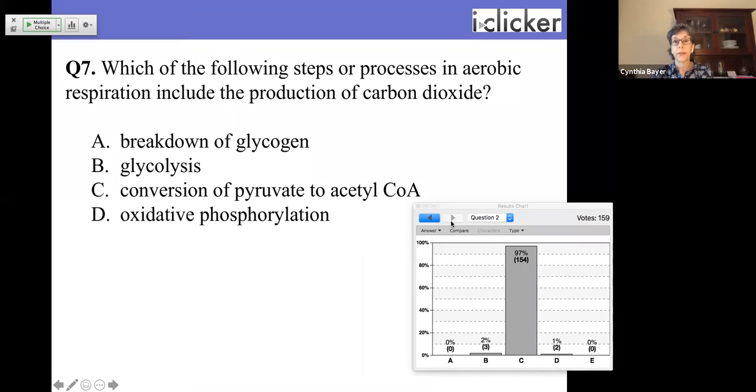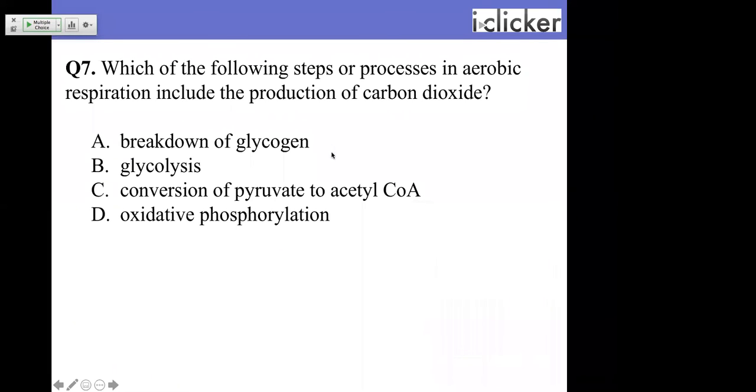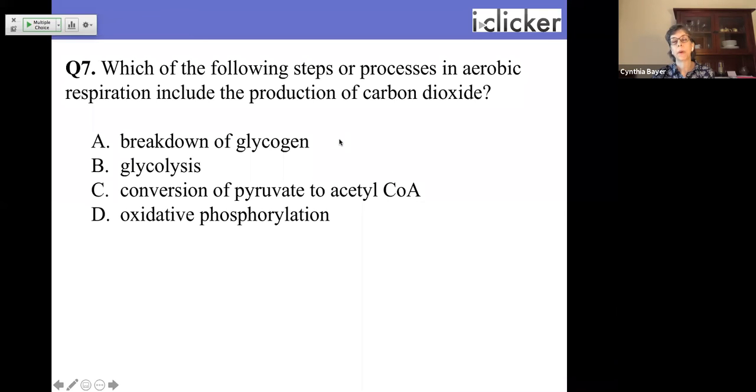So of these choices, only one of these steps is going to generate carbon dioxide. Breakdown of glycogen, well, glycogen is a polymer of glucose molecules, so it's a storage polysaccharide. Breaking down glycogen is not going to yield any carbon dioxide. Glycolysis, as a process, does not generate any carbon dioxide, it generates pyruvate. But when pyruvate, that 3-carbon pyruvate, is oxidized to yield the acetyl group that's part of acetyl-CoA, that's only 2 carbons, that fully oxidized carbon is released as carbon dioxide.